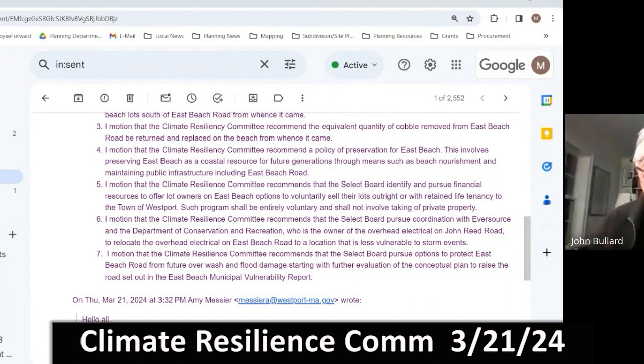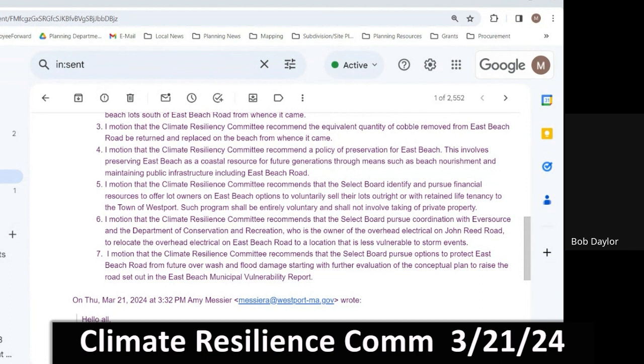When the select board wants to do that, there's going to be an engineering firm hired, a source of funds developed, and that's when all those questions get answered, not here tonight. Bob Daler: Yes, John. The motion is to pursue options. We are 5, 6, 10, 12 years away from having a design. And you need all kinds of permits to do this. It's building a road on top of a coastal barrier dune. There will be hours and hours and days of public hearings. This idea that the contract is going to be out there tomorrow, we are years from that. This is a recommendation to selectmen to start getting on this road.